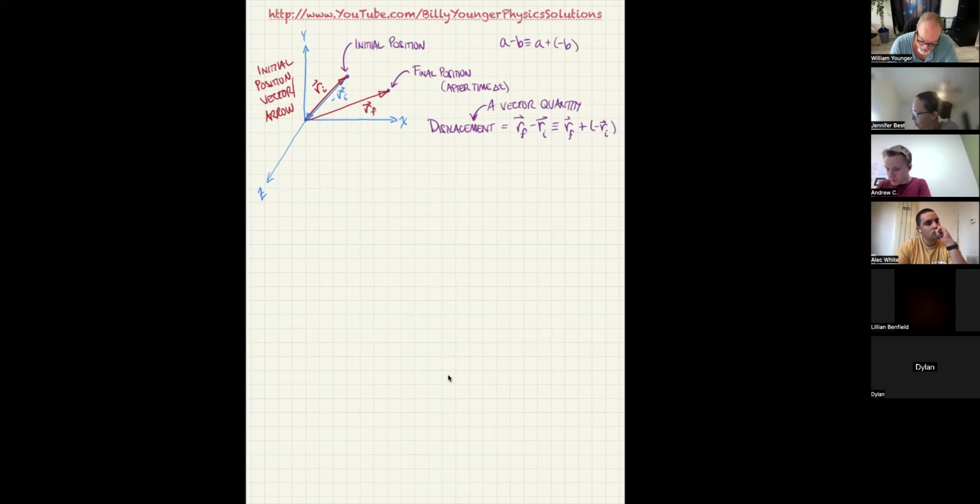Okay. So if you see now, if you walk from the initial position along that -R_i vector, you go to the origin, and at the end of that arrow is the tail of another arrow. If you followed that arrow now, you'd end up at the final position. So the displacement vector is in fact the vector from the initial position to the final position, and this is displacement. So that's really what displacement is supposed to be.